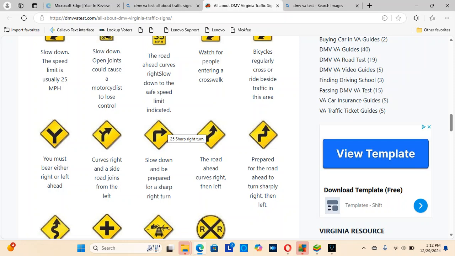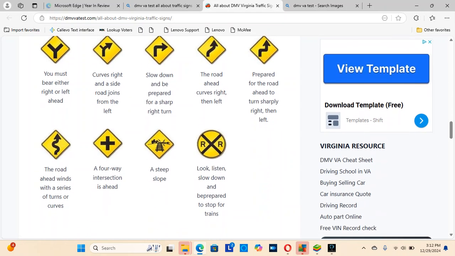This sign with the arrow going to the right shows you that there is a sharp turn coming up, so you have to slow down for this sign. This sign shows you that the road ahead curves to the right and to the left, so you have to be aware of what's coming ahead. This sign will show you that the road ahead will turn sharply to the right and then to the left. So you definitely want to proceed with caution.